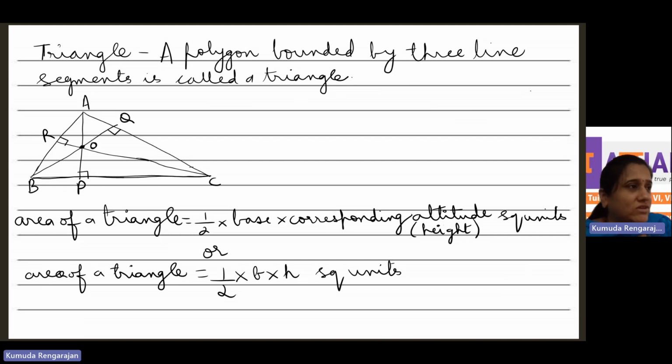Okay, there's something called conventional, no? It's something which is used like that only for a long period of time. So you can't change it now. You can't say half base into altitude, so I'm going to say half into B into A. It's correct, but it's not used like that.